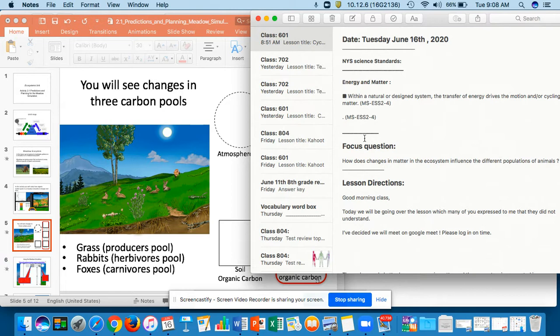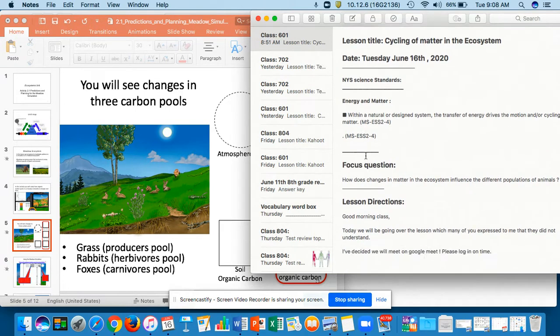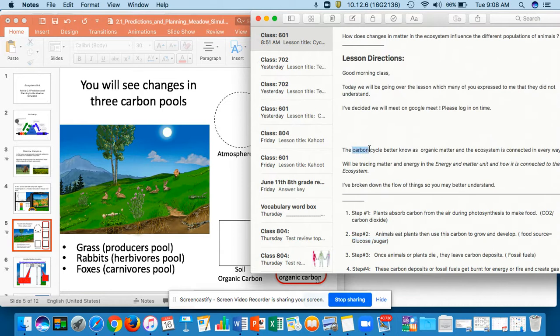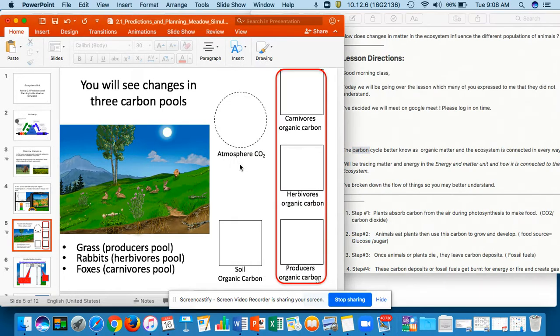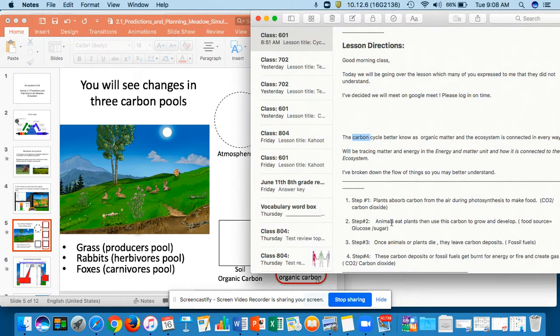If you look, this is one of the most basic ideas, and it's one of the cycles of life. Every single organism on Earth contains the element carbon. Carbon is the organic backbone of all life. So how does this carbon get into life? Well, first we start off with the carbon dioxide in the atmosphere. The grass will take this carbon dioxide from the atmosphere using photosynthesis to make sugar. If you look at step two, then animals eat these plants and they take this carbon to grow and develop.